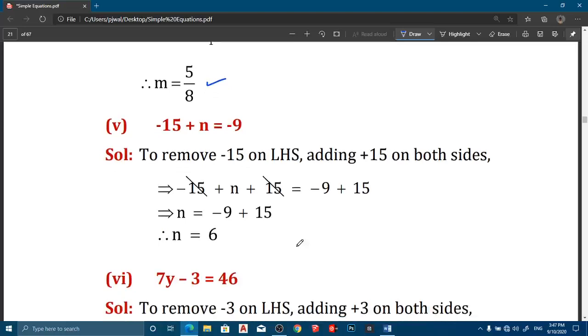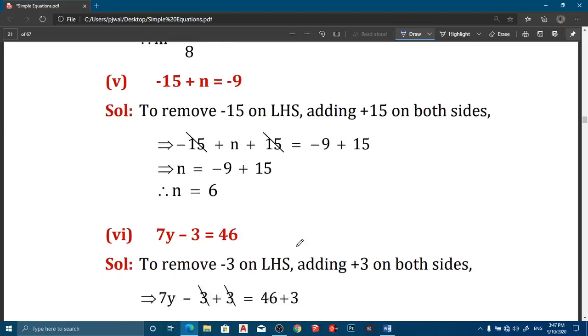Minus 15 plus n is equal to minus 9. So here we want only the n value. By using the transposition method directly, you can send this minus 15 to that side, which will become plus 15. 15 minus 9, you will get 6. But in this exercise we are using the balancing method only.